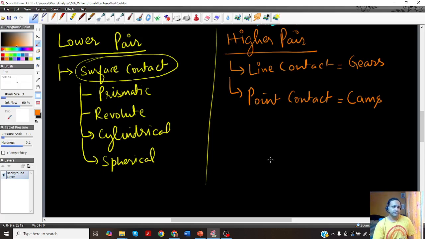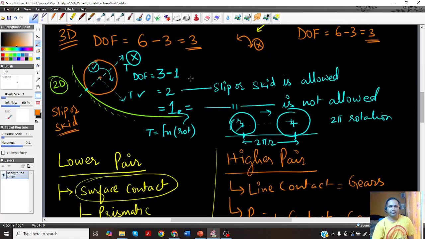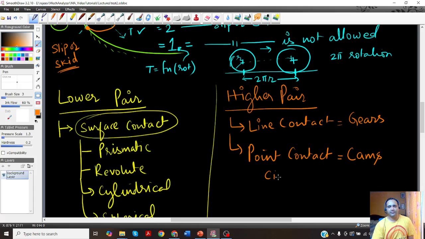And if you go back here, the circle definition that I have described is a point contact. The contact is happening at a point, so hence this will also become a higher pair. A circle on a line is another example of a point contact scenario.